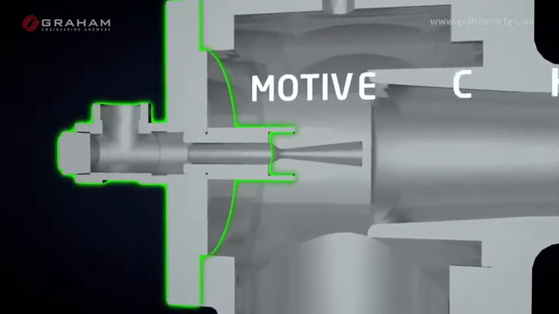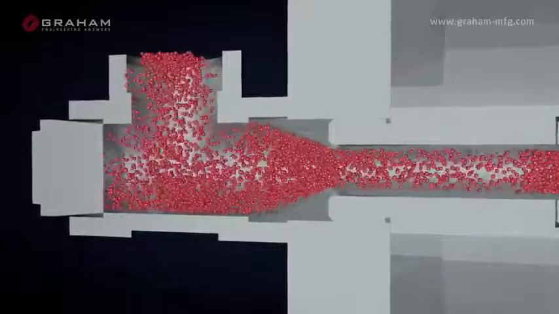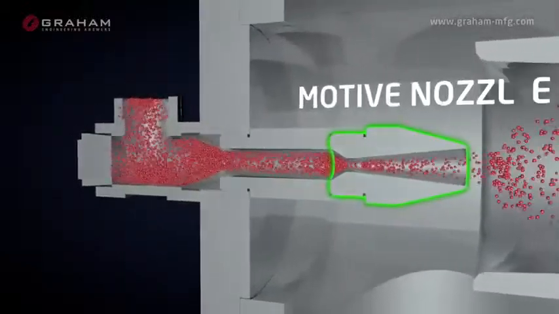The first component is the motive chest. This is where the motive fluid enters the ejector. In our case, and most cases for Graham equipment, the motive fluid is steam. However, it can be any fluid that is at a higher pressure than the ejector is trying to compress to. The second component is the motive nozzle.